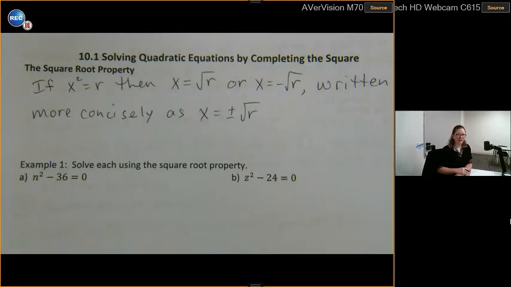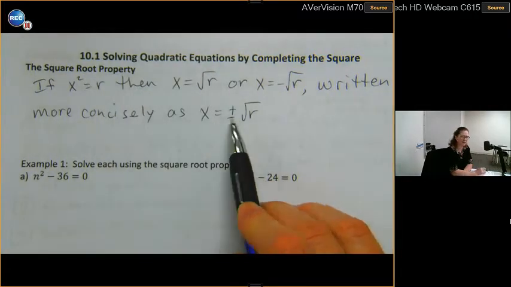Getting into chapter 10 now. The first section is called Solving Quadratic Equations by Completing the Square. So the square root property says that if I have x squared equal to r, where r would be some number, then x equals the square root of r, or negative square root of r, written more concisely as plus or minus the square root of r. So we get used to seeing that plus or minus sign there.